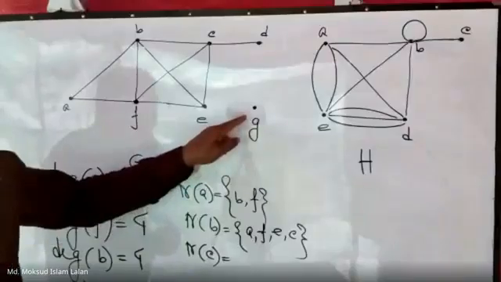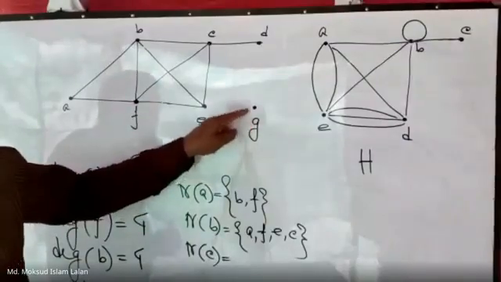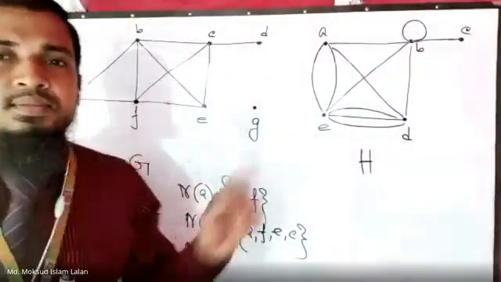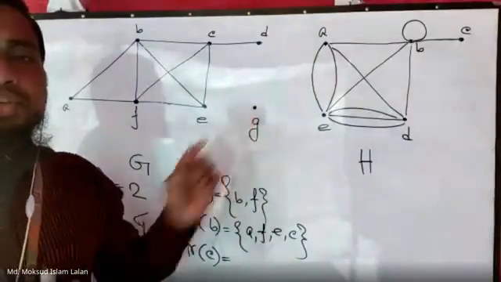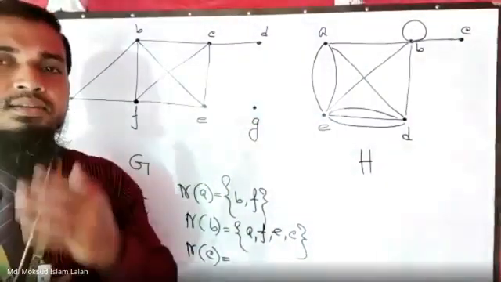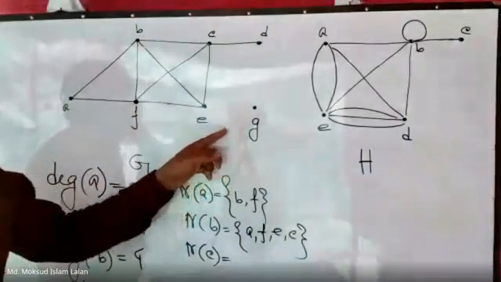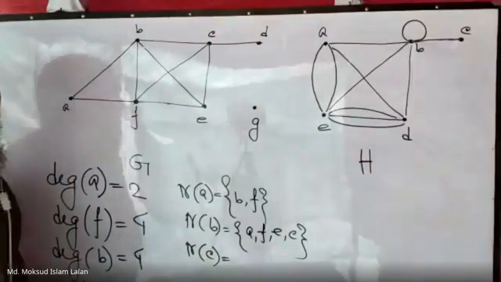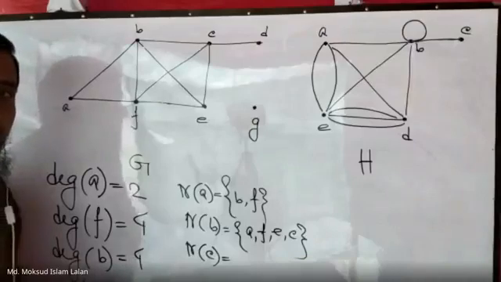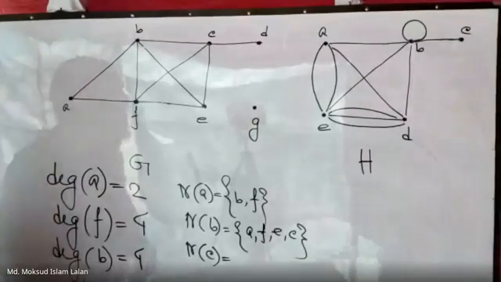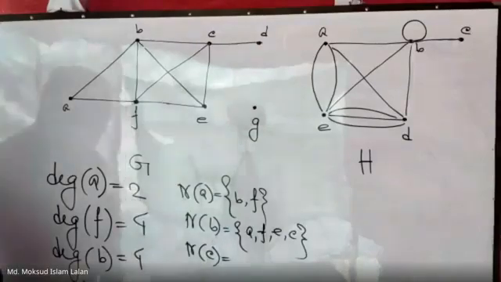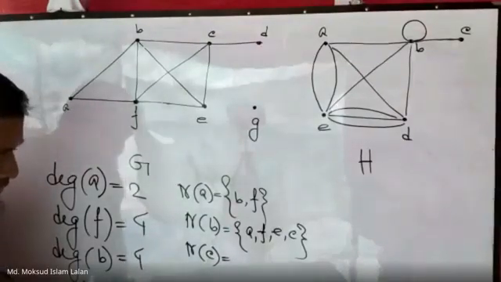So you have written here the degree of the G vertex is 0, right? The degree of the G vertex is 0. Do you understand or not? Degree of the G vertex, what is the degree? Yes, sir, 0. Can you see the lower part on the board? Okay. So the degree of the G vertex is 0.